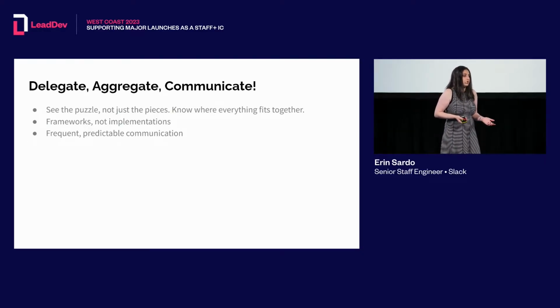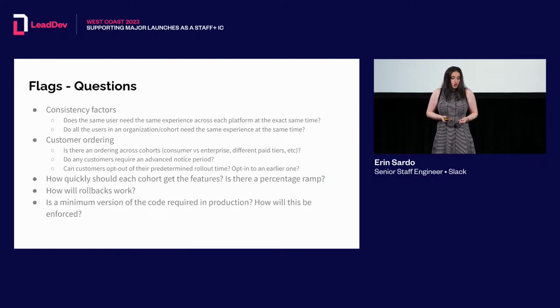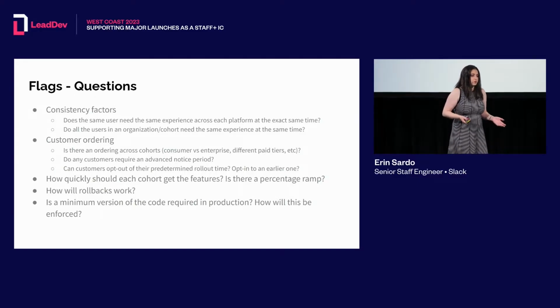Frequent and predictable communication. Again, feature DRIs can be plentiful. They need to know who to talk to, when, how often, what's happening next. That is your job. So flags are tough. I don't know if anyone else struggles with them nearly as much as I do, but boy howdy, sometimes they are a pain. Here are some things that have continually tripped up me and my teams in the past.